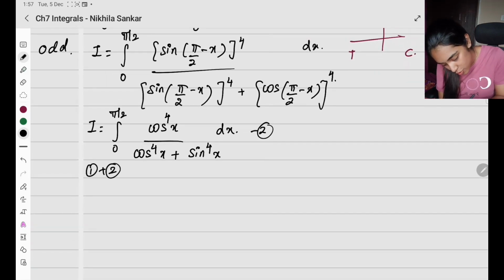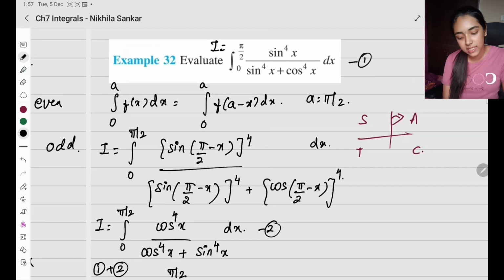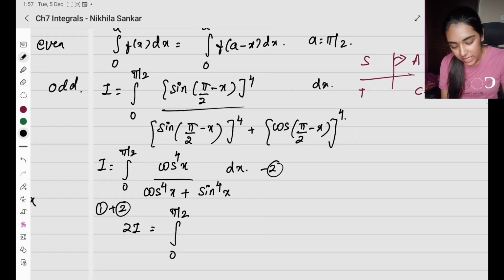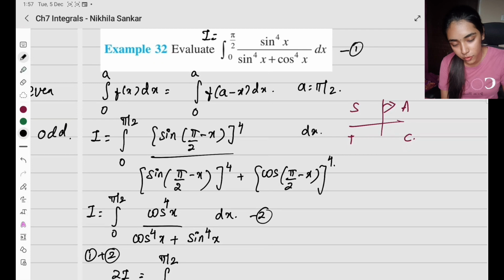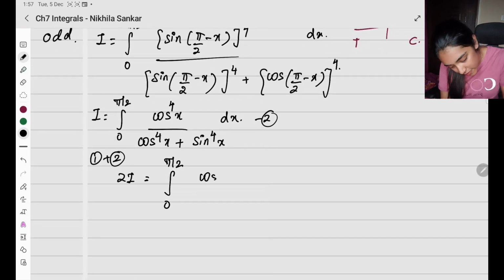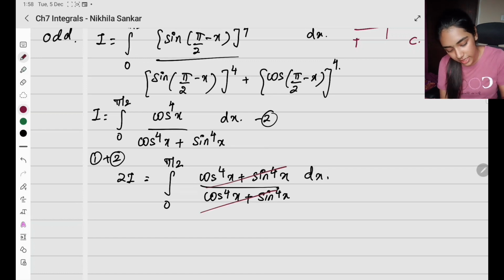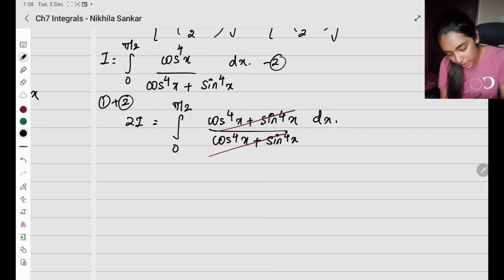So 1 plus 2, I have 2I equals integral 0 to pi by 2. I see that the limits are the same, 0 to pi by 2. So now, can we add the numerators? Denominators are same. What is the denominator? Sin power 4x, cos power 4x. So adding the numerators, I have cos power 4x plus sin power 4x divided by cos power 4x plus sin power 4x times dx. So is the method useful? This completely gets cancelled. So I'll be left with 2I equals integral 0 to pi by 2 times dx.